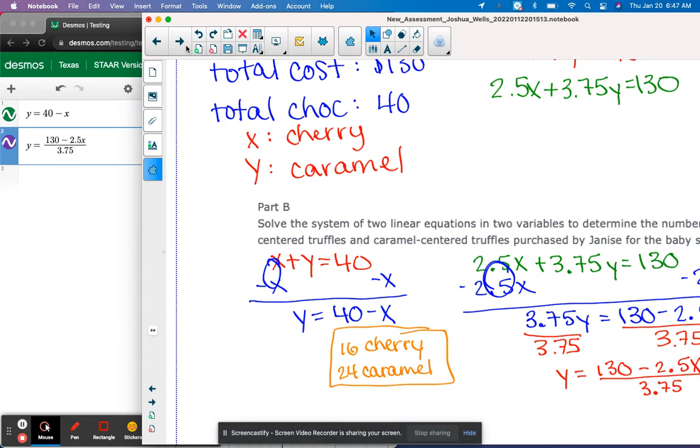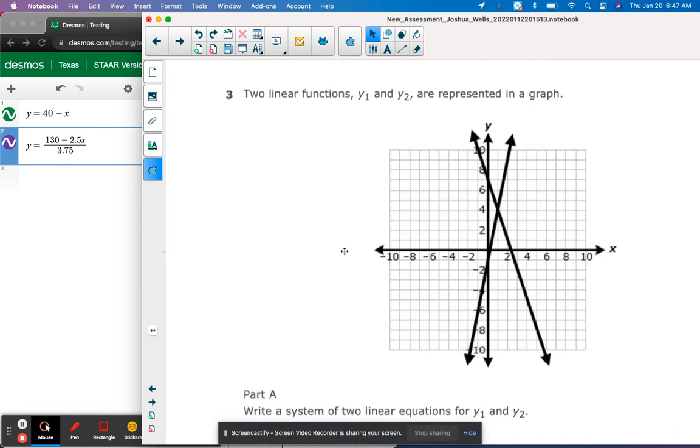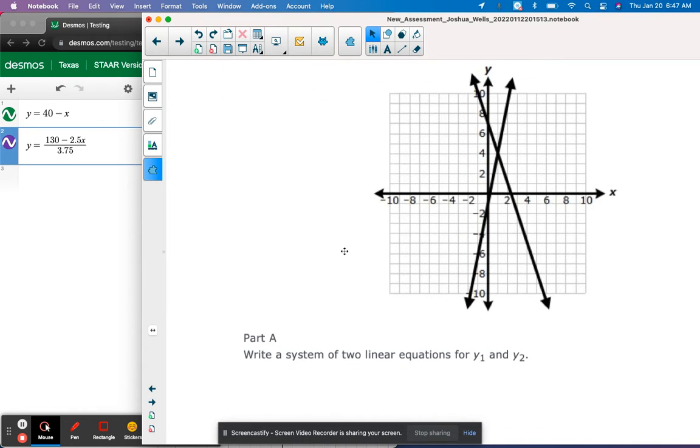All right. So I get number 3. So number 3, we have two linear functions that are represented on the graph. And what we need to do is write a system of two linear equations for y1 and y2. So we just need to write their equations. And we already know how to do this. If I can find 2 points on this graph, then I can plug it into Desmos and find their equations.